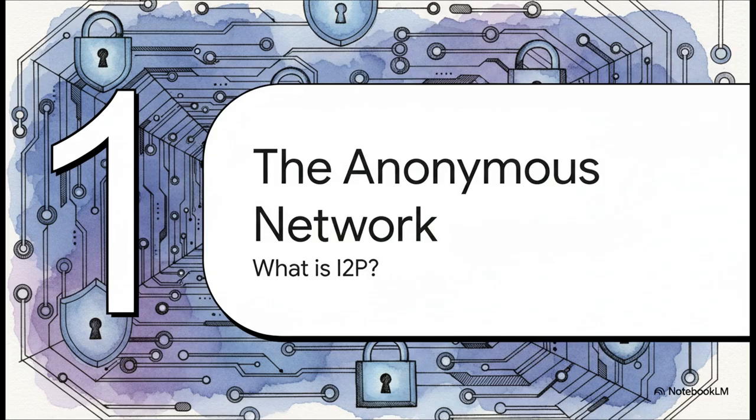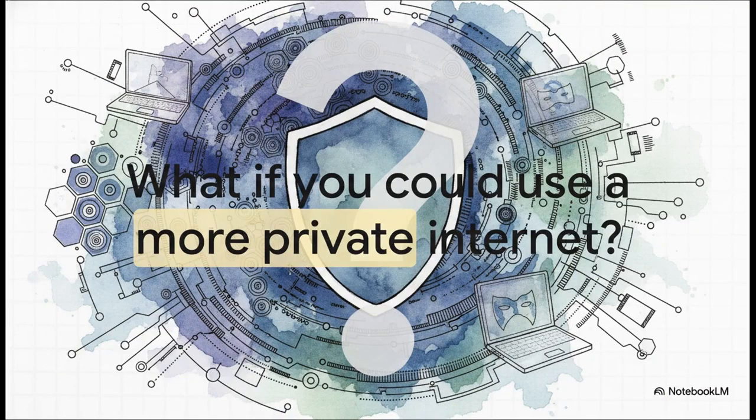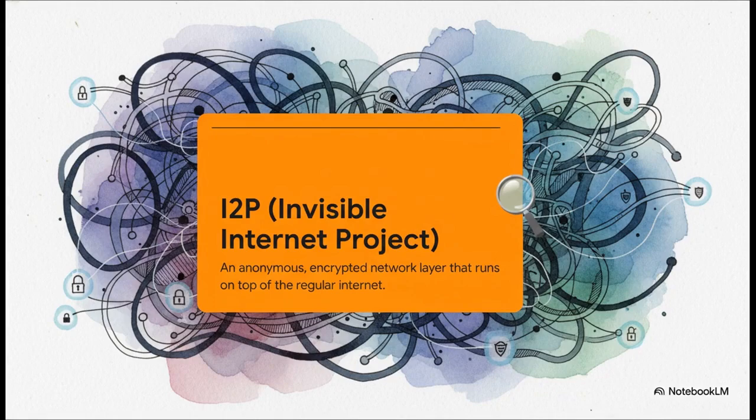First things first, what exactly is this private internet we're talking about? Just imagine for a second a version of the internet where everything you do is shielded, where your identity is wrapped in layers of encryption. It's a space that was built from the ground up with privacy in mind. Well, that's basically I2P, the Invisible Internet Project. Now, it's not a whole separate physical network or anything like that. Think of it more like a software layer, a private, encrypted space that sits right on top of the public internet that you and I use every day.